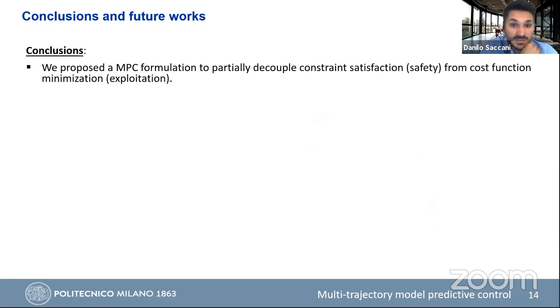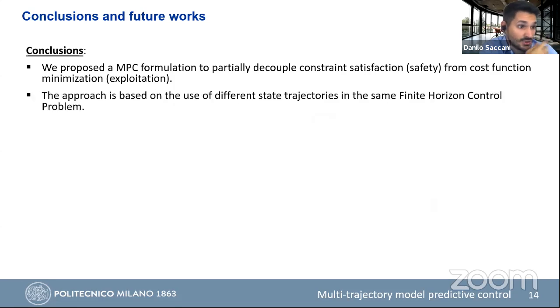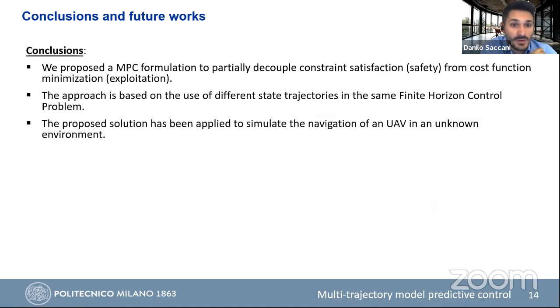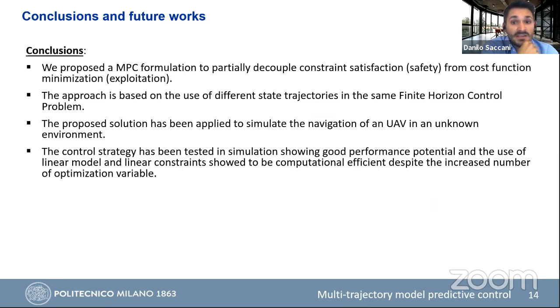So let me summarize. We proposed an MPC formulation to partially decouple constraint satisfaction from cost function minimization. This approach is based on the use of different state trajectories in the same finite horizon control problem, and has been applied to simulate the navigation of an unmanned aerial vehicle in an unknown environment. A comparison with a standard MPC formulation showed the good performance potential of the approach, and the use of linear model and linear constraints showed to be computationally efficient despite the increased number of optimization variables.